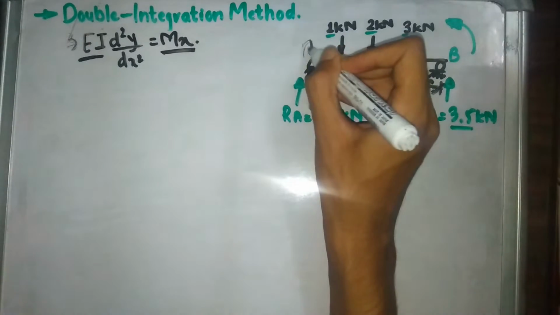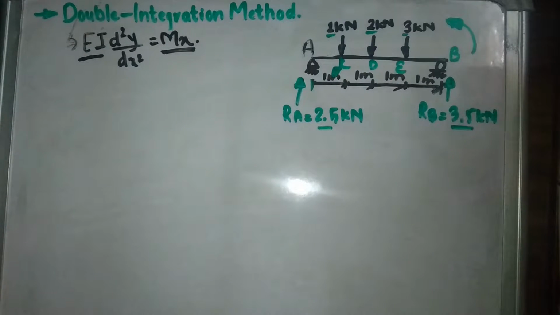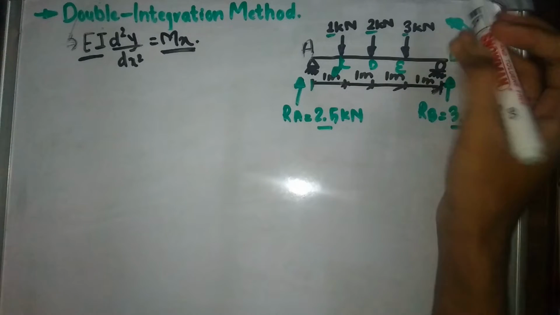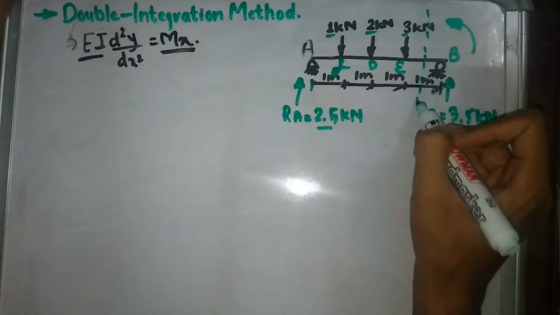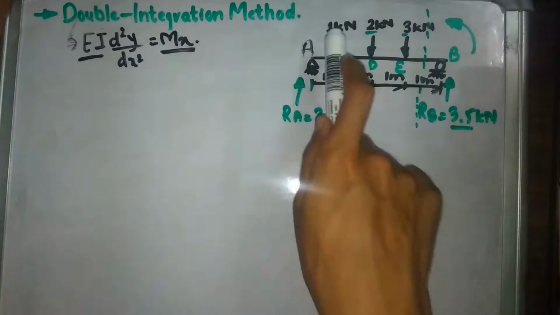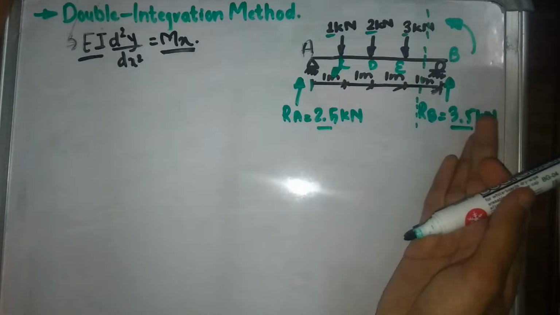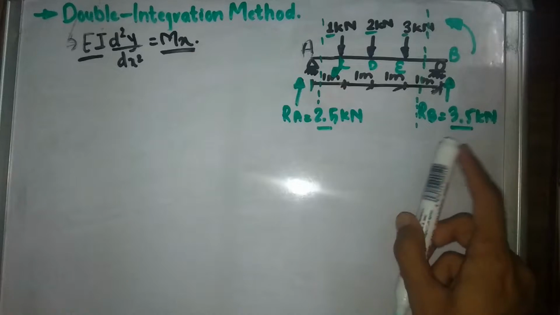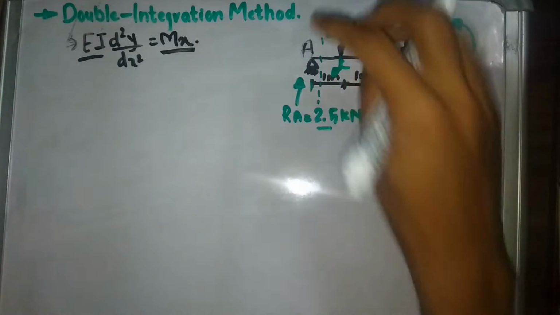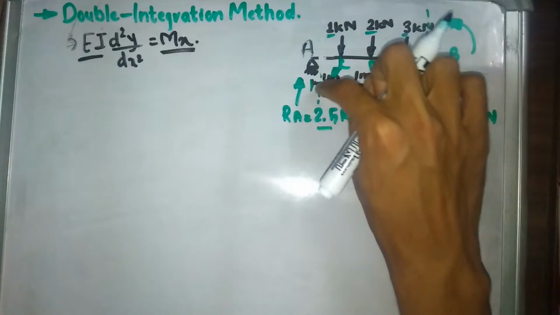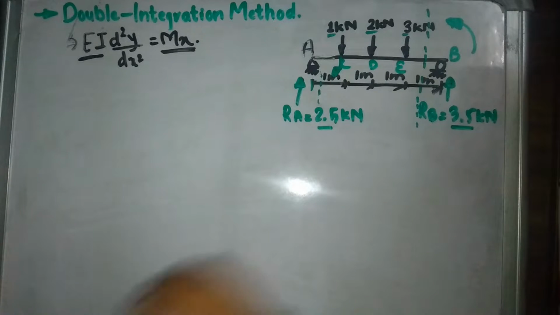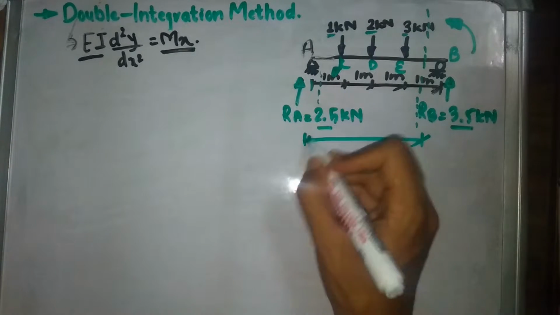So I have my end A over here and my end B over here. If I were to take a section x from my end A, it is going to be at this point, away from 3 kilonewton over here. This way I will include all the forces: RA, 1 kilonewton, 2 kilonewton and 3 kilonewton. While if I was taking the section x from B, I will take it over here. In this way I will include RB, 3 kilonewton, 2 kilonewton and 1 kilonewton respectively. So right now I'm going to take my section at a distance x from end A.